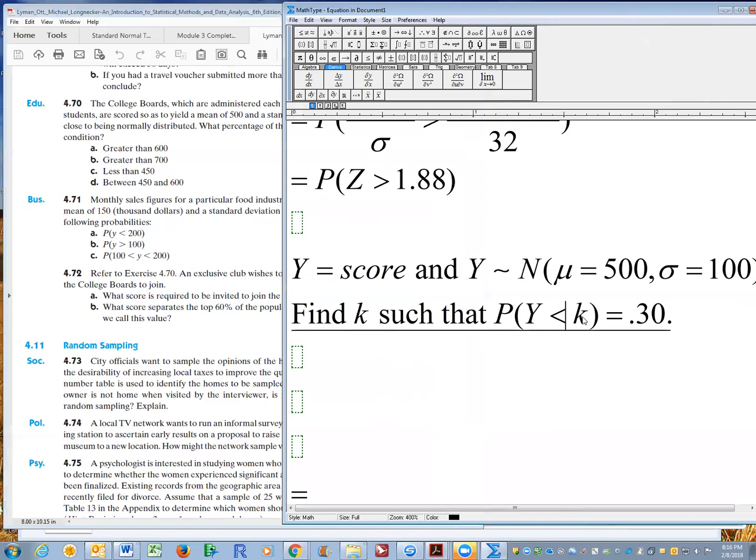You want to find what value on the distribution gives you this probability. And if you could draw a picture, let's see here. I've got my tablet. It's not working very well tonight. I'm going to try to draw that normal distribution.